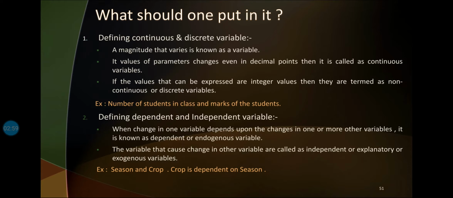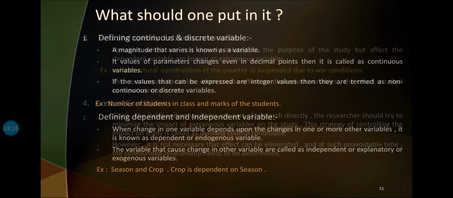Then we discussed what should be put in your research design. You should be aware of the continuous and the discrete variables. Discrete variables are variables whose magnitude changes but in terms of integers, whereas continuous variables are variables whose magnitude changes with the change in the decimal points. Defining dependent and independent variables, we have taken an example of it. Say we have considered the season and the crop. So the crop is dependent upon the season. So season is the independent variable and crop is the dependent variable.